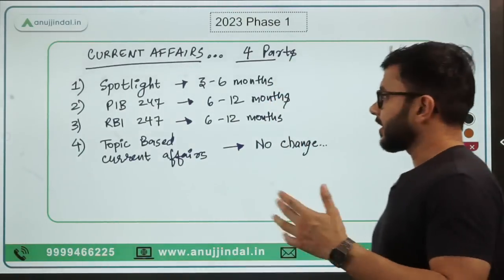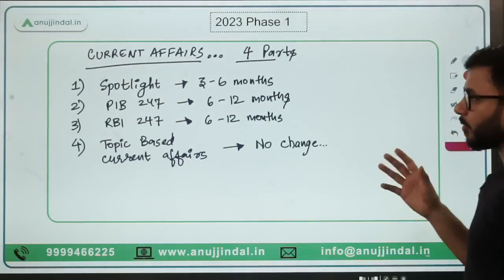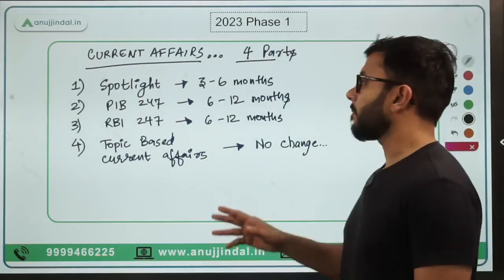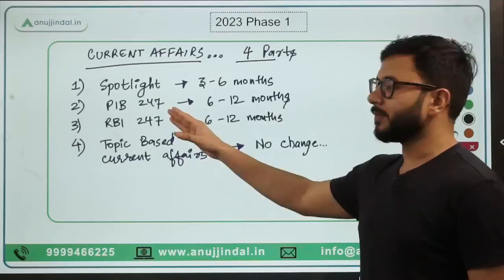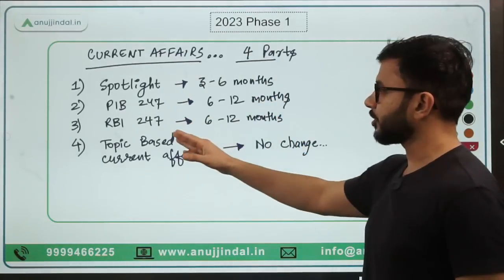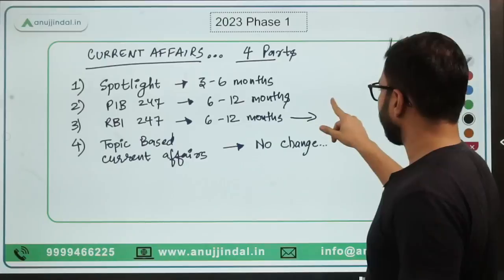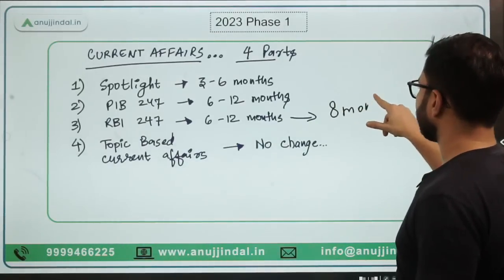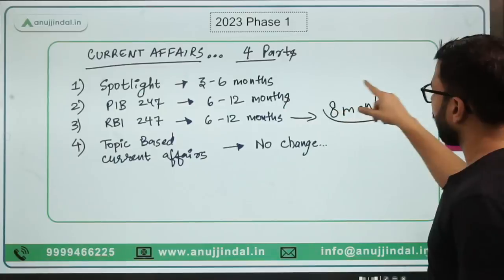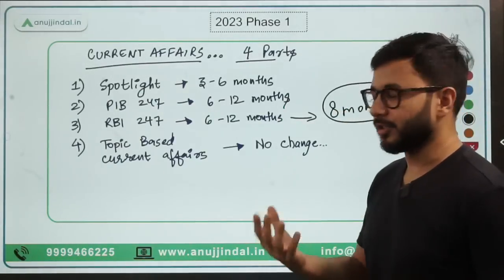Okay. Let's come to current affairs now. There are still 4 parts to current affairs that I divided it into. Spotlight 3 to 6 months, PIB 247, 6 to 12 months, RBI 247, 6 to 12 months. I would recommend you to cover it for at least 8 months and not 6 months anymore, because the importance, as I said, of RBI 247 has increased.